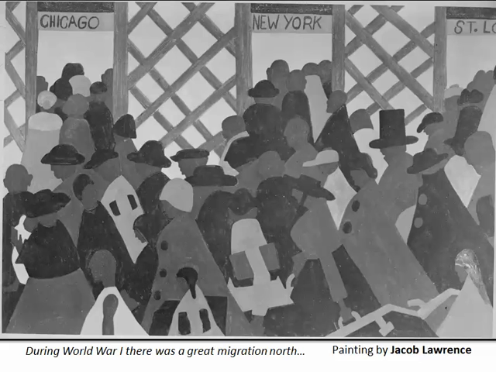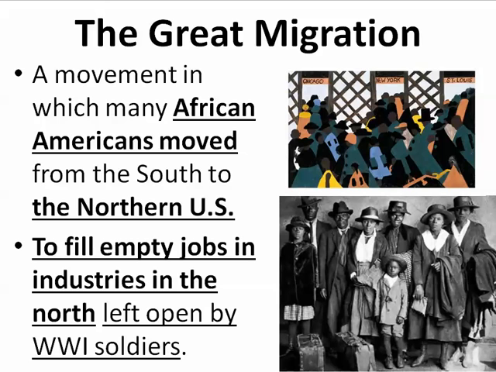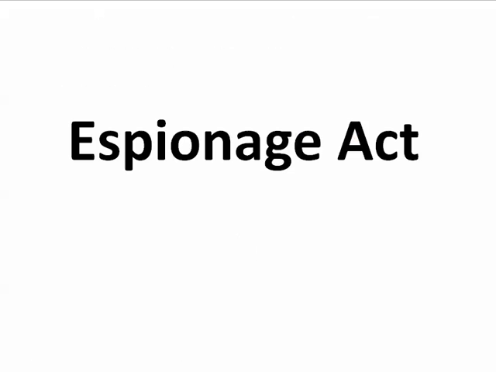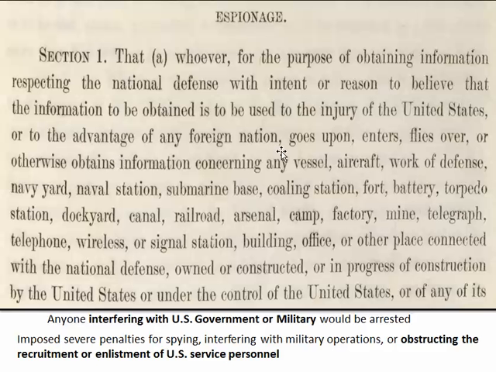So when we talk about the Great Migration, what we're talking about is this movement of African Americans from the South to northern U.S. industrialized cities to fill these empty jobs that were left by soldiers who went off to fight in World War I. That's the Great Migration. Okay, let's turn to the Espionage Act, because that's another impact of World War I on the United States. The Espionage Act, during Woodrow Wilson's administration, they passed a law.